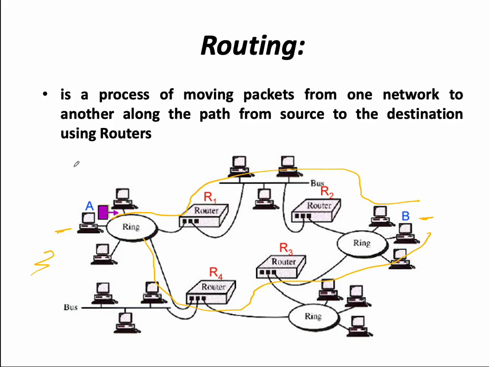So routing is a process of moving packets from one network to another along the path from source to the destination using the routers. In this, from computer A to computer B, you can see there are multiple routers, right? There are two paths, and in this path we have two routers, router 1 and router 2, and in the second path we have router 3 and router 4.